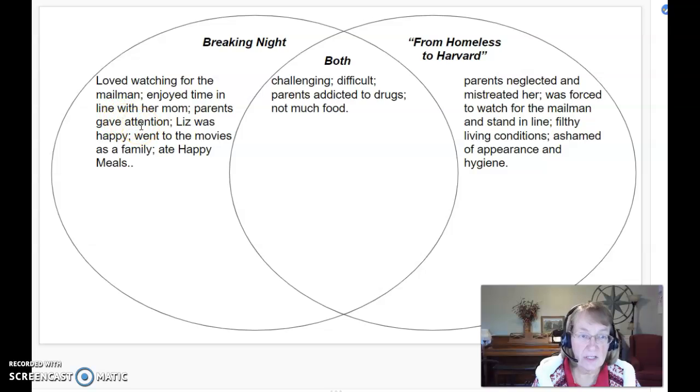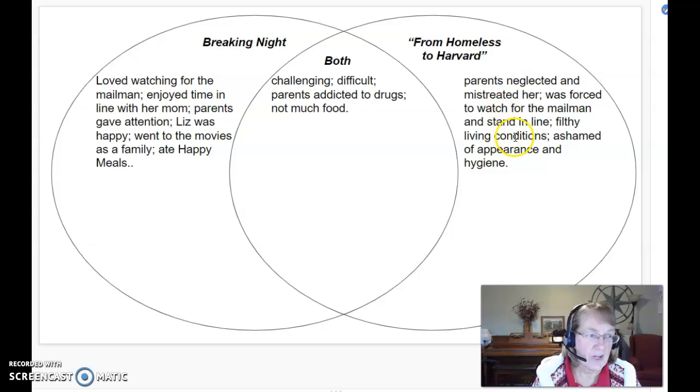Liz was happy. They went to the movies as a family. They ate Happy Meals. From Homeless to Harvard, the parents neglected and mistreated her. She was forced to watch for the Mailman and stand in line. They had filthy living conditions.